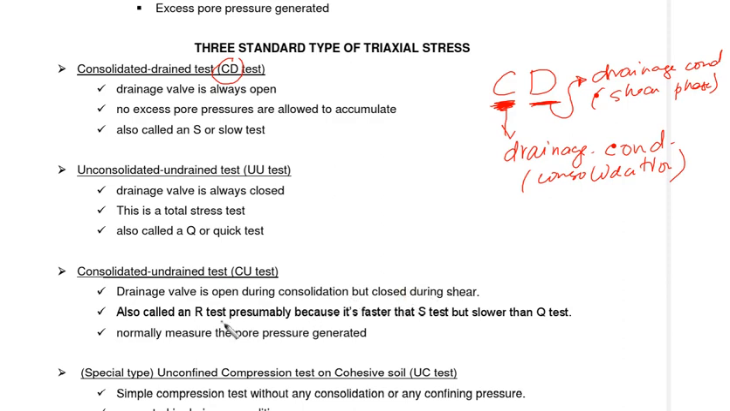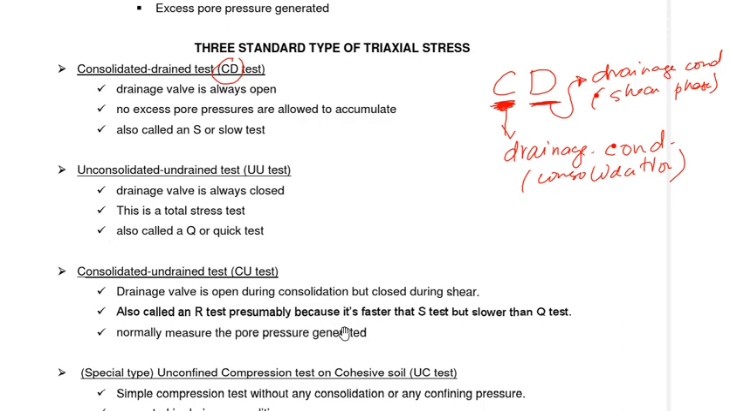So it is called an R test, presumably because it's faster than S and slower dun sa ating Q test. And during shear, we normally measure yung pore pressure generated during shear. So this allows us to compute both the total and effective stresses during shear. So ito, either total or effective stress yung mako-compute natin. Unlike dito sa unconsolidated undrained, which is the total stress lang, and yung consolidated drained yung effective stress.